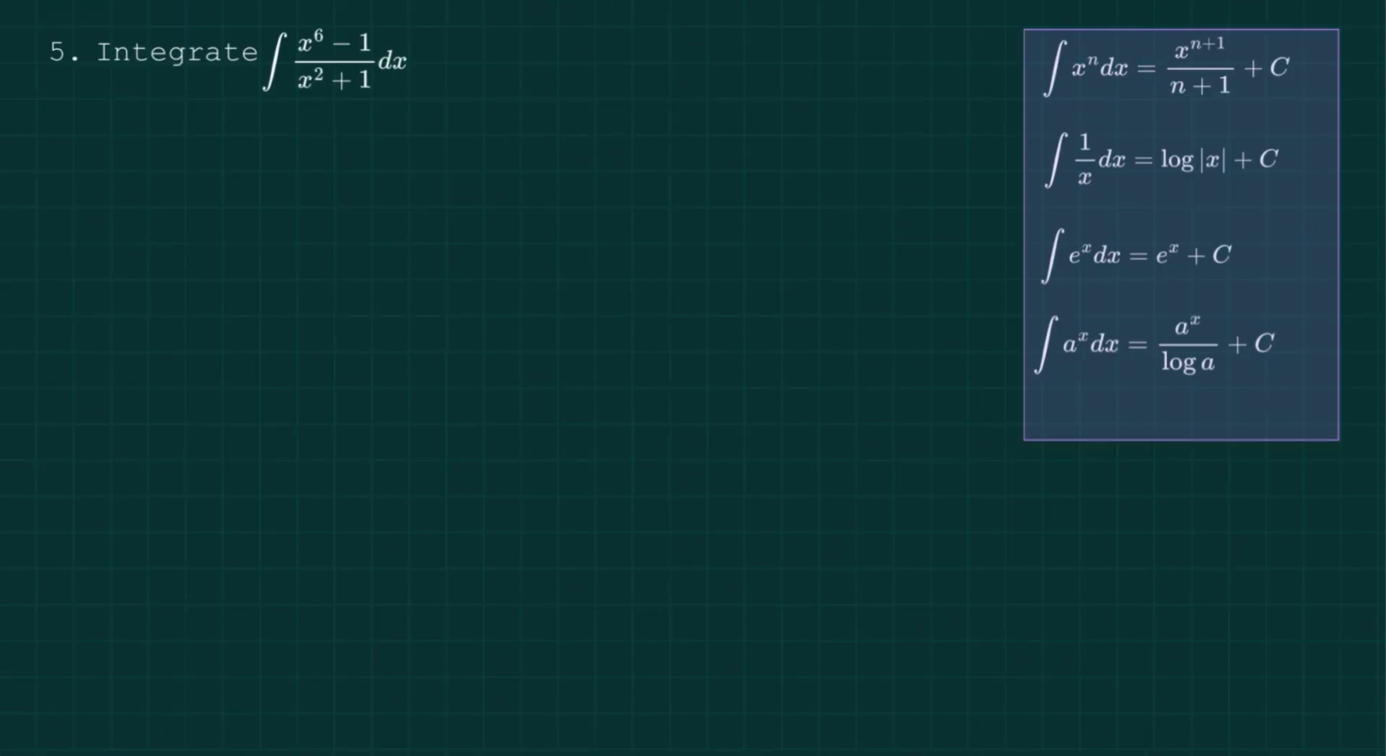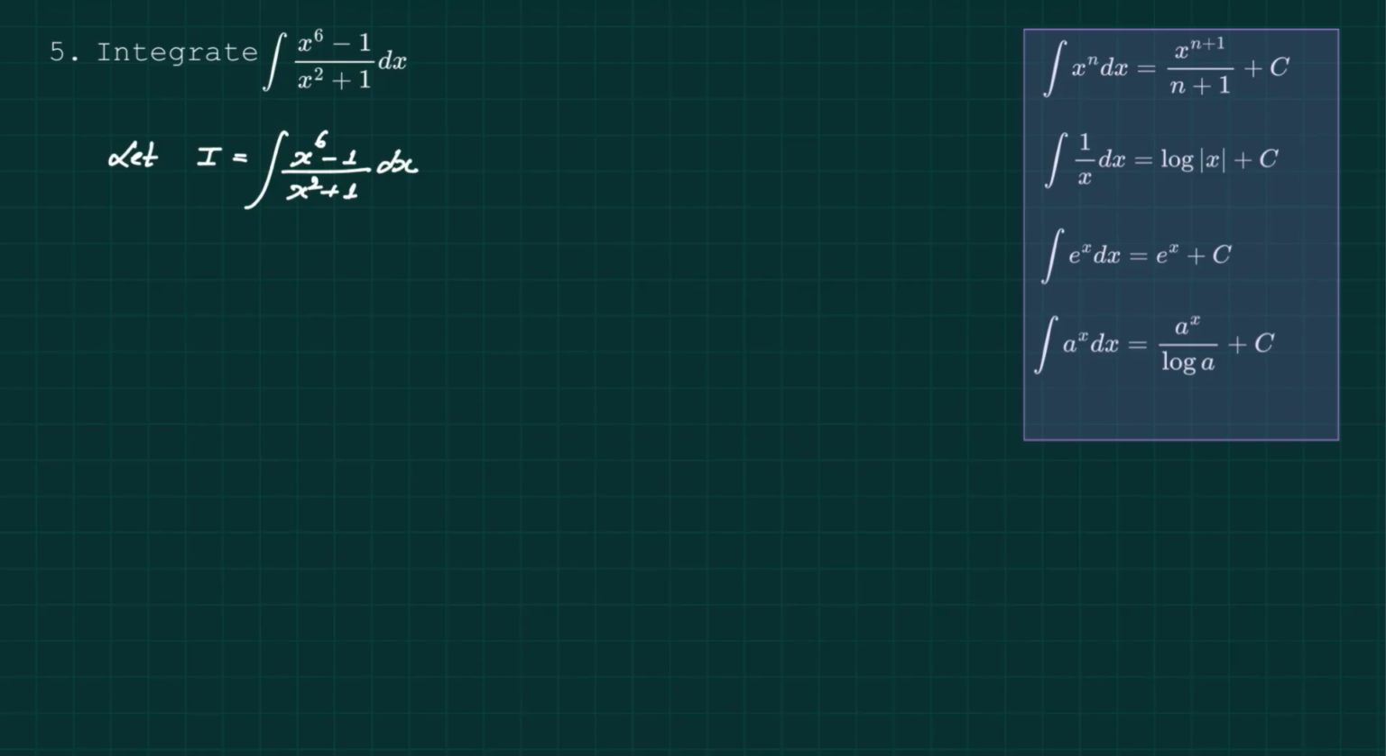Question 5. Integration of x to the power 6 minus 1 over x squared plus 1. So before integrating, let us divide x to the power 6 minus 1 with x squared plus 1. And before that, let us assume the question as I. So let I equal integration of x to the power 6 minus 1 by x squared plus 1 dx.